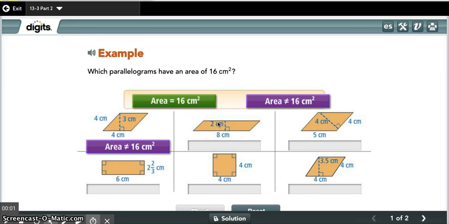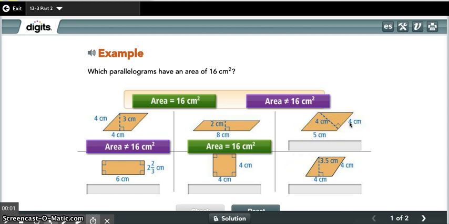8 and 2. Well, 8 times 2 is 16. This is the base and this is the correct height. So we're going to say yes, this will form the area of 16 square centimeters. All right, now let's look at this one. This one's drawn a little bit differently.